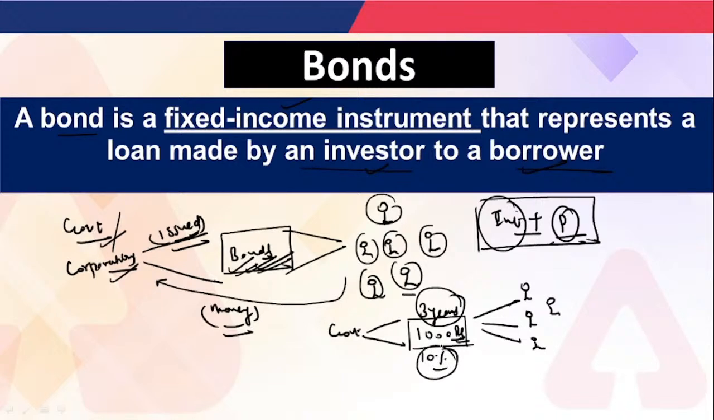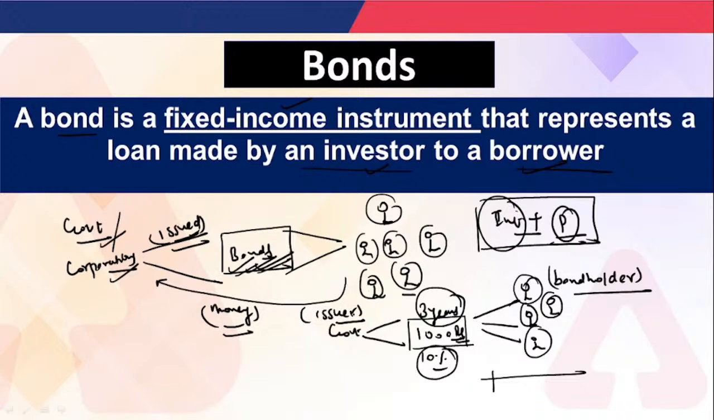So for the first year, the holder, known as the bondholder. The one who purchased the bond is known as the bondholder, and the one who issued the bond is known as the issuer of the bond, or bond issuer. The general public that purchased the bond is known as the bondholder.